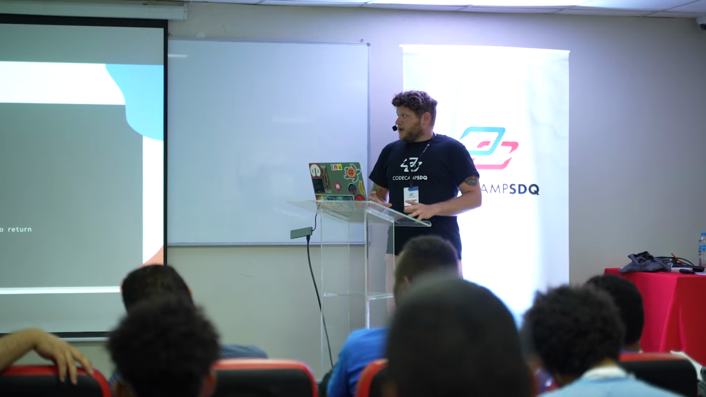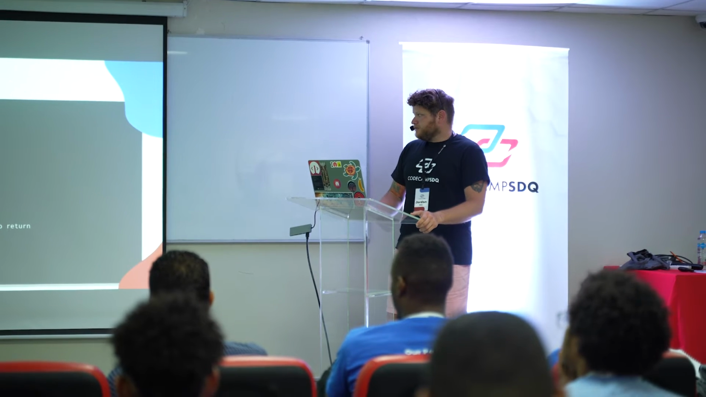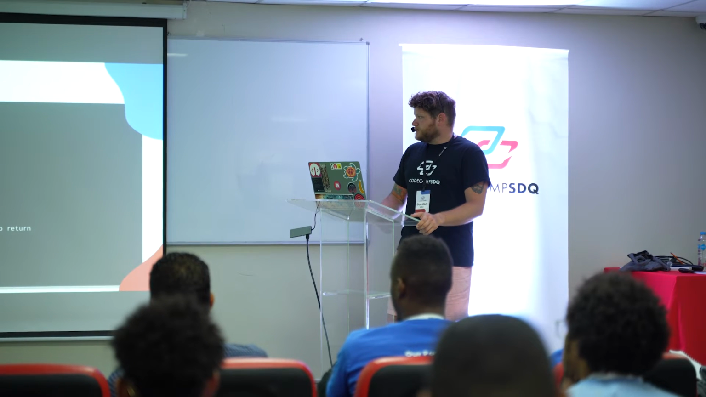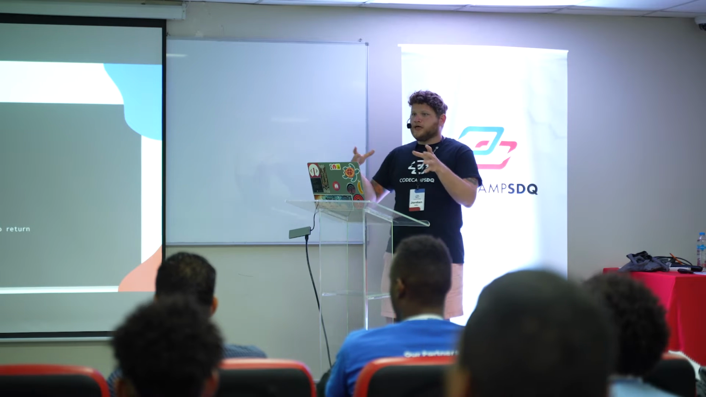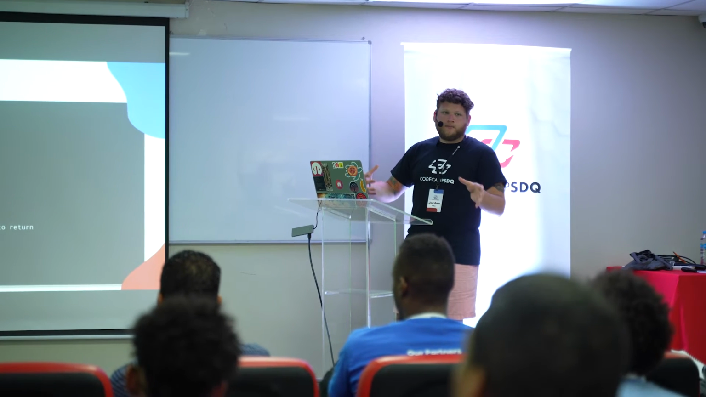And the final block is called the paths. So these are the actual endpoints that you'll be working with. So for example, you might send a GET request to the products endpoint, which we'll call a getProducts operation. And what that does is it views all the products, maybe a more specific description. We provide some parameters. Maybe you can specify a limit and an offset, so you can scroll through a list and chunk it at a time. This is a technique called pagination.